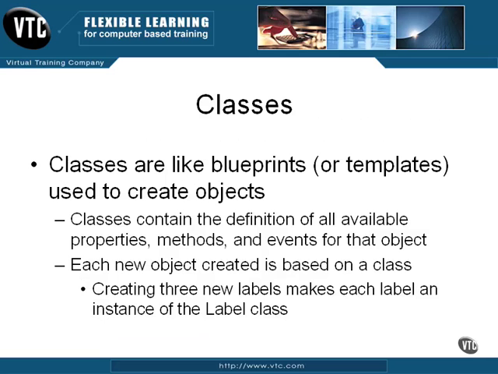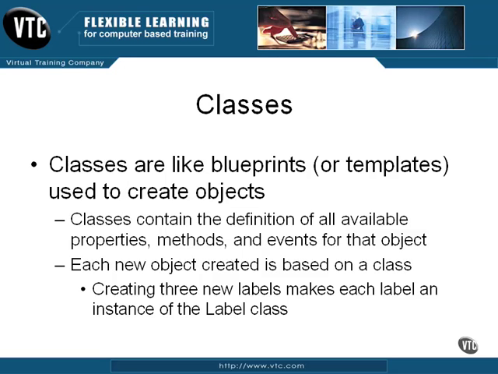The term class, as I said before, is like a blueprint or a template that is used to create objects. The important thing to recognize at this point is that classes contain the definition of all available properties, methods, and events for that object. So if you have an object from a class, you know that you're dealing with a type of object that has similar properties and methods and similar capabilities, in other words.